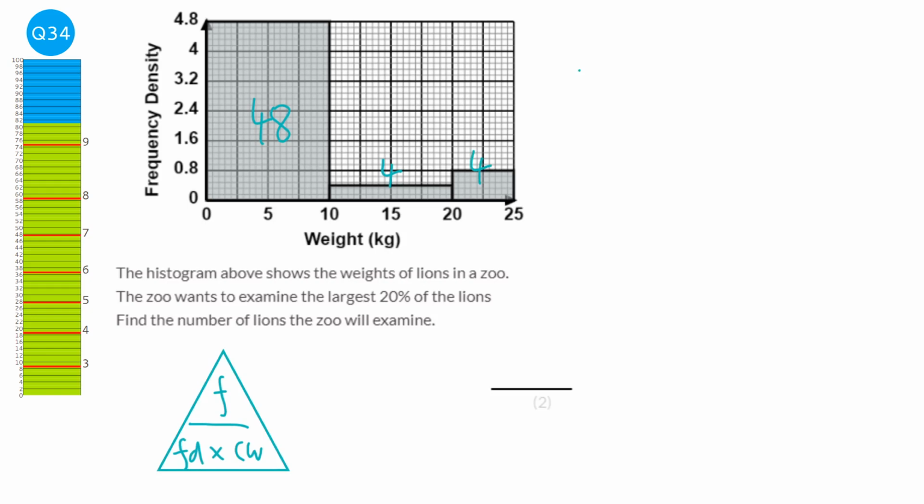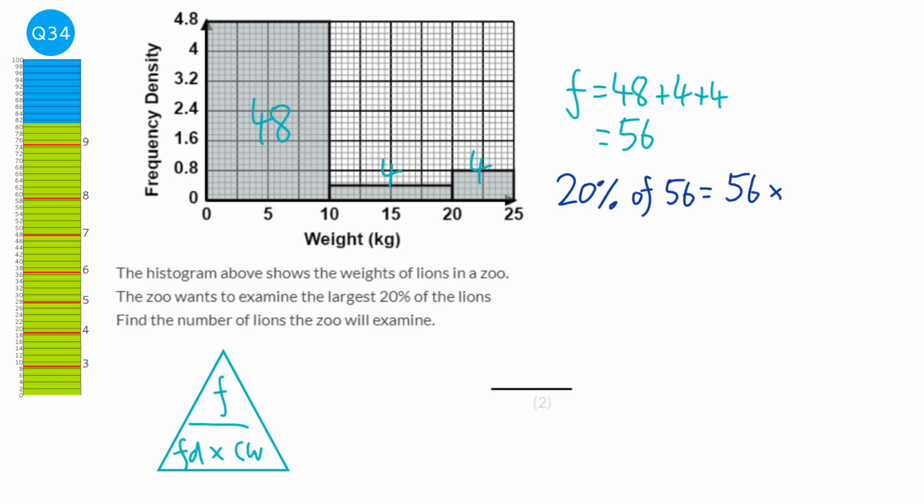Work out the total frequencies. So it would be 48 plus 4 plus 4, which will be 56. So 56 lines in total, and they only want to see the largest 20%. So we're going to work out 20% of 56, which we can do by multiplying by 0.2, and that'll give us 11.2. Now you can't have 0.2 of a line, so we can round that to 11.